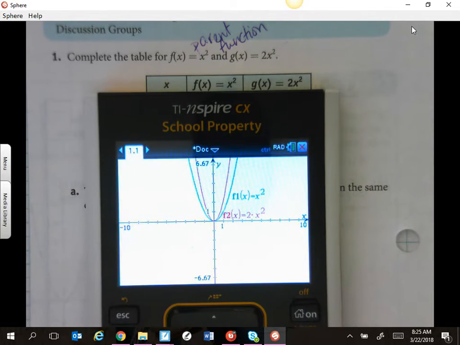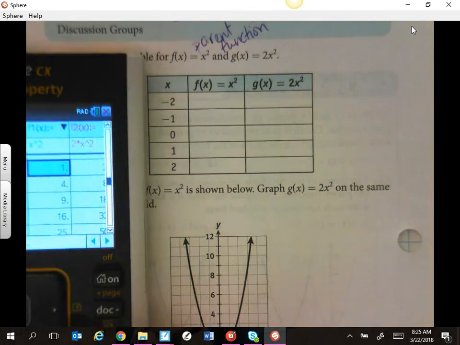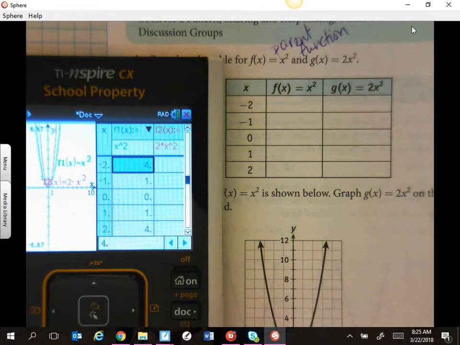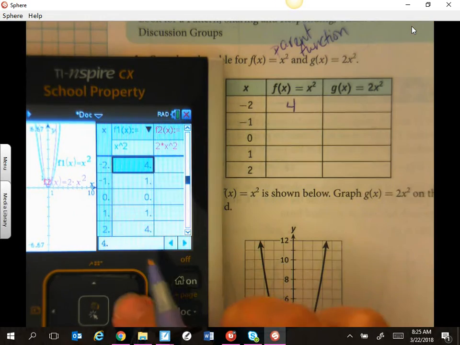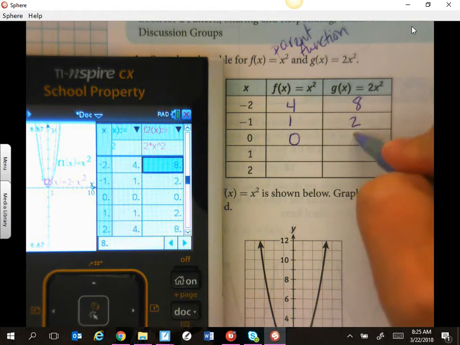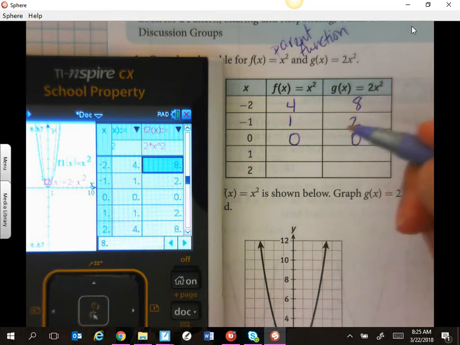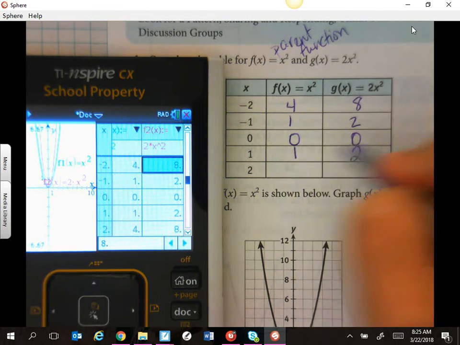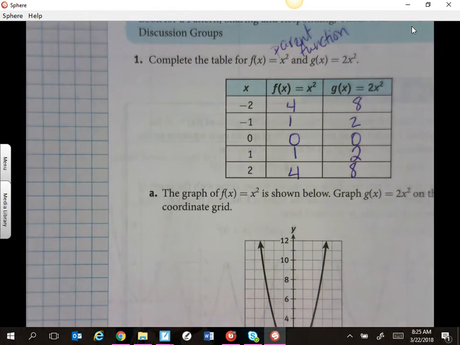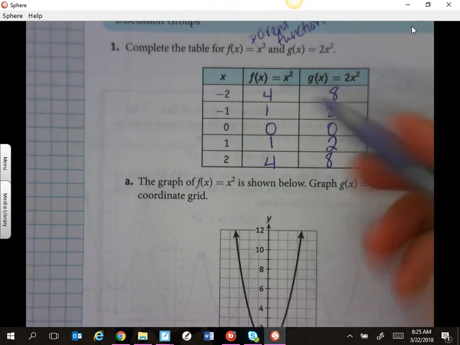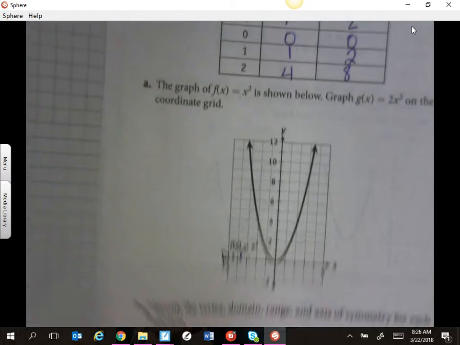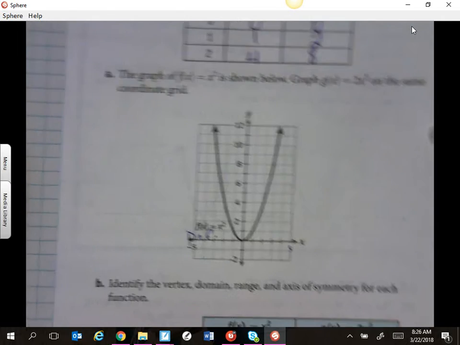So if I go Control T, then I can easily fill in this table, and I can see that this is 4 and 8, 1 and 2. They both go through the origin because we have no C, so that makes sense. 2 and 4 and 8. And the goal is to analyze what is happening. So here is, again, my parent function of x squared. And now they want us to graph the other one so we can see exactly what happened.